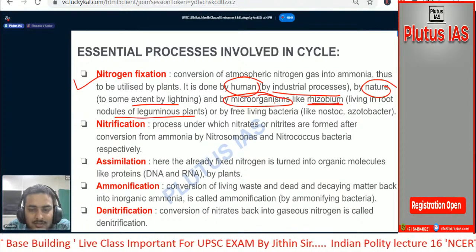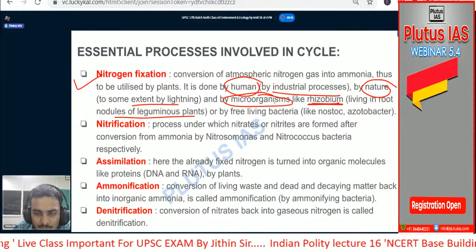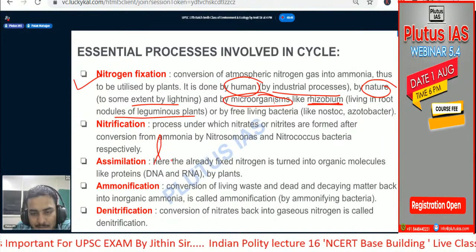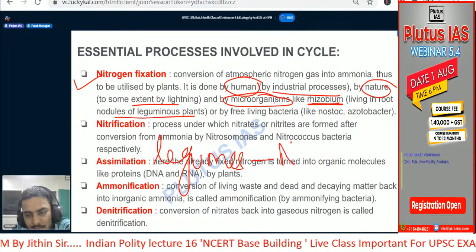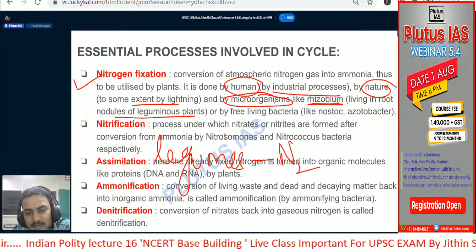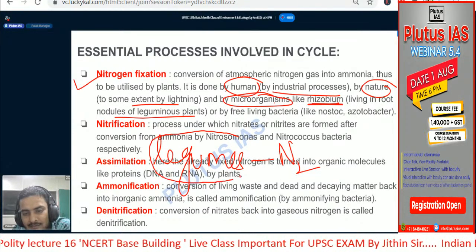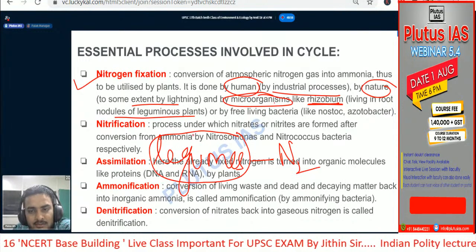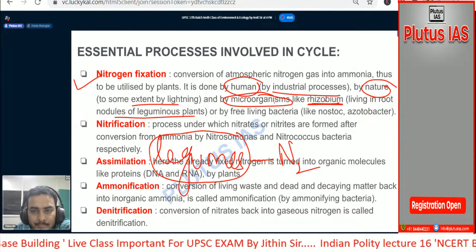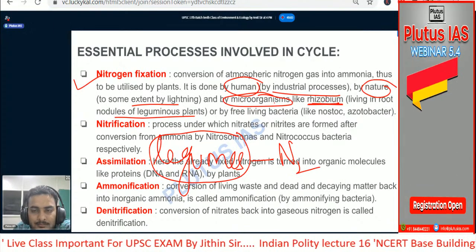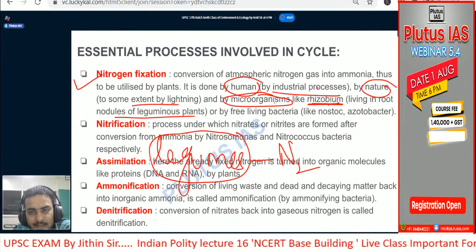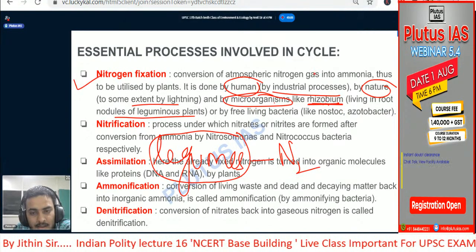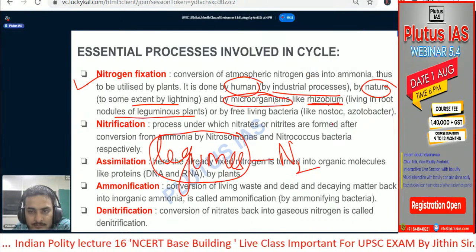Legumes are basically nitrogen fixing plants. These legume plants have a symbiotic relationship with a bacteria called rhizobium. These rhizobium take their food from the plant and help in fixing the nitrogen from air into usable nitrogen.